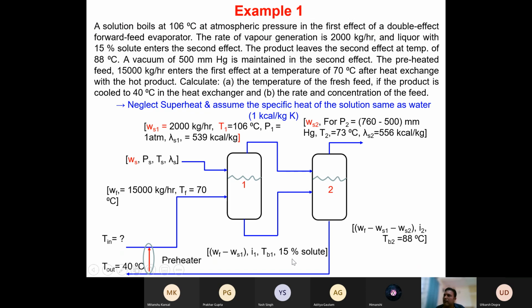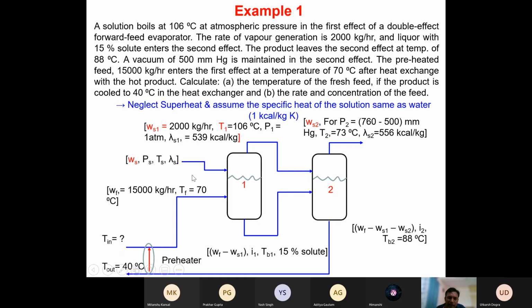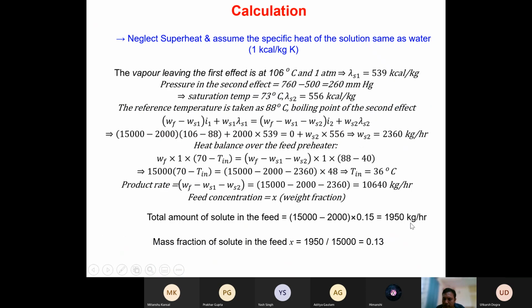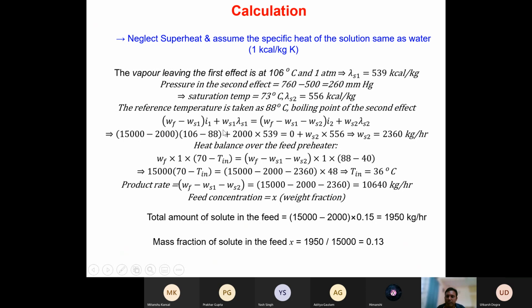So multiplied by 0.15, that will be the amount of solute present, isn't it? And the solute remains the same. The amount of solute is going to be the same because it's not going to evaporate, isn't it? So the amount of solute we can calculate, that is 1950, and the amount of solute divided by the total amount of solution present gives the concentration of the feed, isn't it? So 1950 divided by this 15,000 gives the concentration of the feed, that comes out to be 13%.